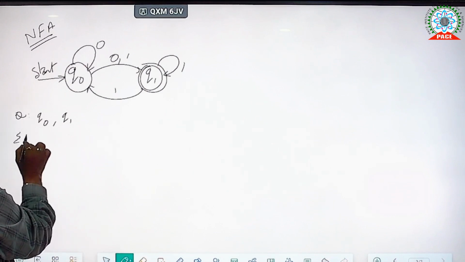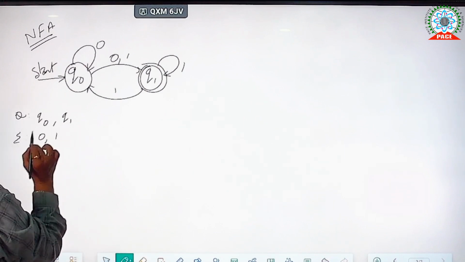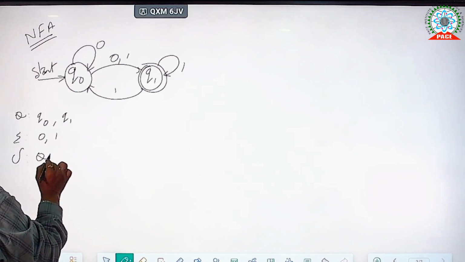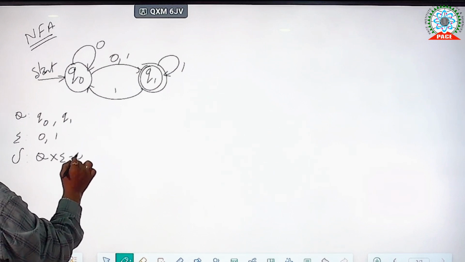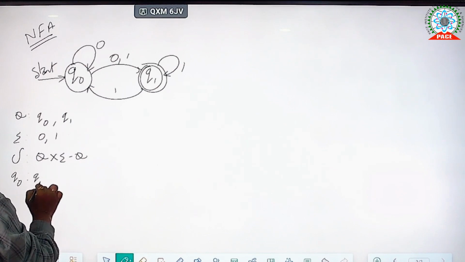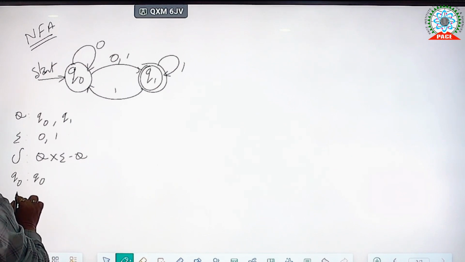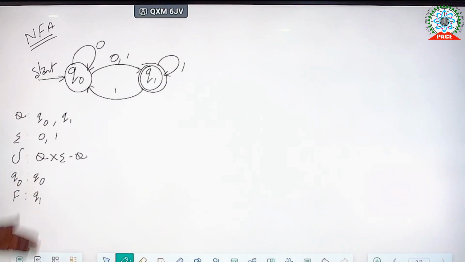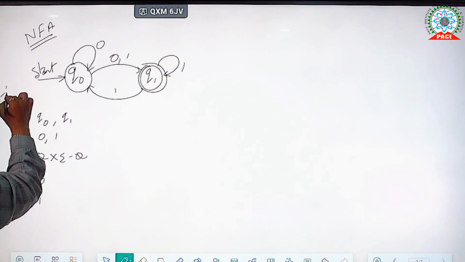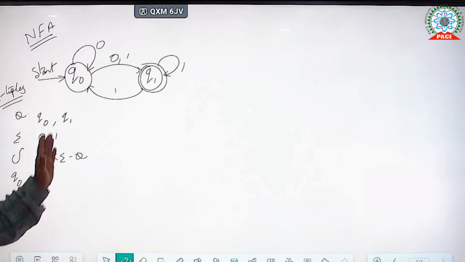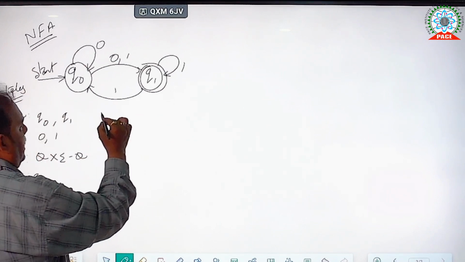We are taking the alphabets 0, 1, and delta, whose formula is Q times sigma, reaching the next state Q. Q0 is the initial state in the above diagram, and F represents the final state. The final state of the given diagram is Q1. Like this we have to write down the 5-tuples of the NFA.